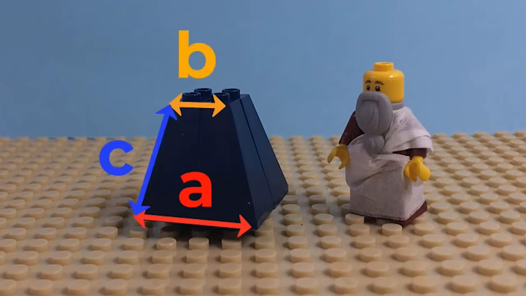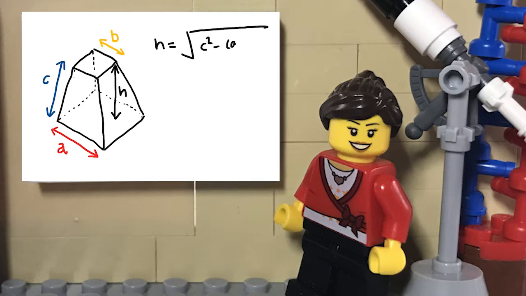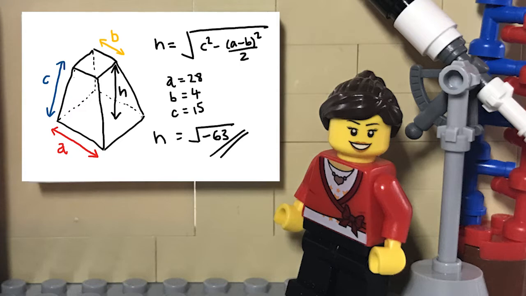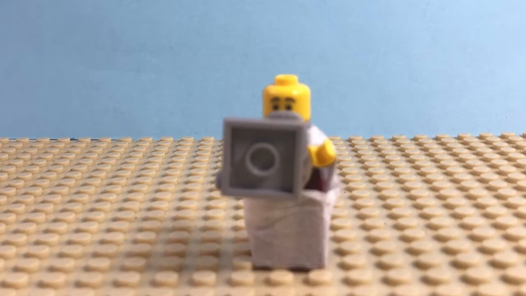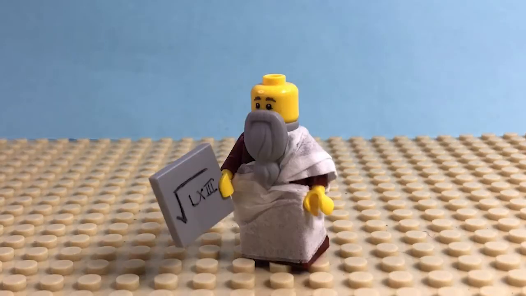He was using a formula to find the height of the frustum of the pyramid, but when he tried the numbers 28, 4, and 15, he got the answer the square root of -63. At this point, he did what most of us would, and just pretended the negative sign wasn't there. But negative square roots are the basis of imaginary numbers.